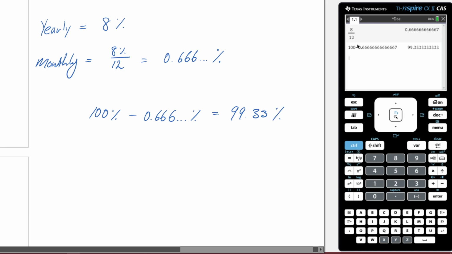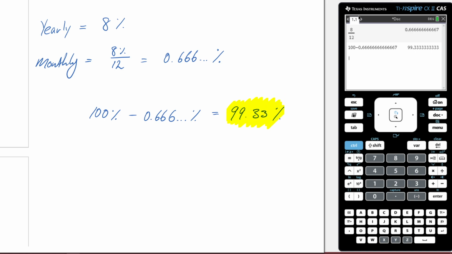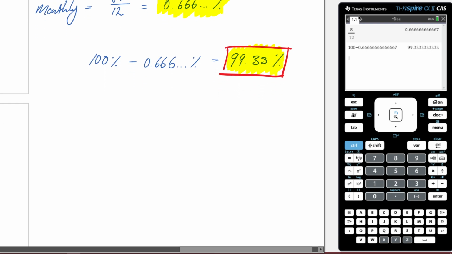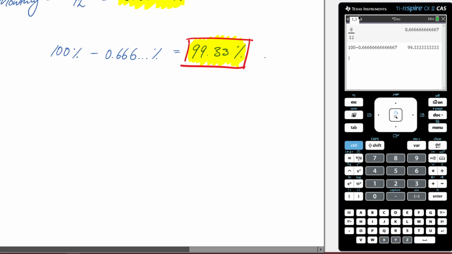All right, let's just stop here for a moment, because this is so very important. You need to understand what I'm saying here. Each month, we're losing 0.66% of the value of the car. Each month, that's how much we're losing. What that means is that each month we retain this much of the value of the car. Each month we retain 99.33% of the car. Hopefully that makes sense.